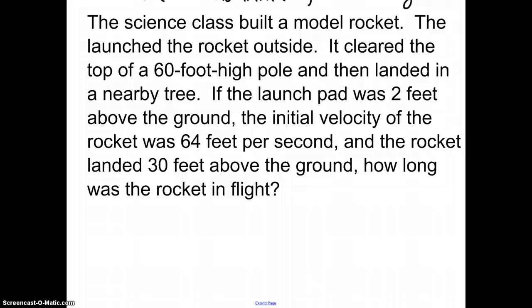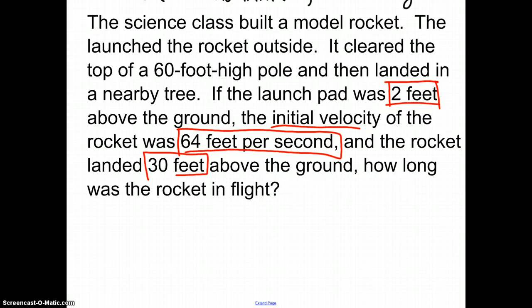So we have to be able to tell what the important information is. We need time, height, initial height, velocity. So if we read through, we find the initial height was 2 feet. And we can continue reading and find the initial velocity to be 64 feet per second. And the rocket landed 30 feet above the ground. So our final height is 30 feet.